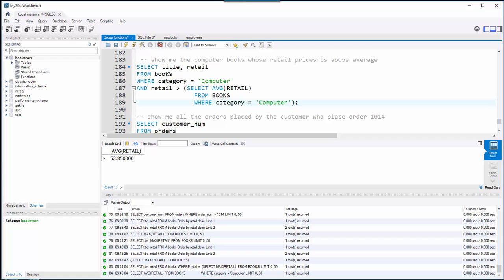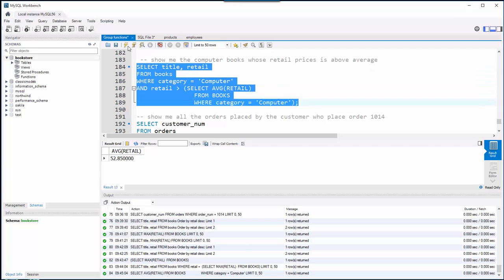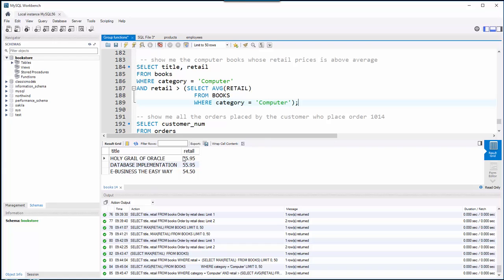So it's very similar to the last one we did. I'm just saying, show me the title and the retail from books. Now I'll look at this where clause though. So basically I've got where category equal computer and the retail is greater than the average retail, and I put that subquery in parentheses like that. And I know that that returns a single number. I just did it. And so we're saying retail is greater than 52.80. So now when I run that, I'll get all the computer books whose retail price is above average.